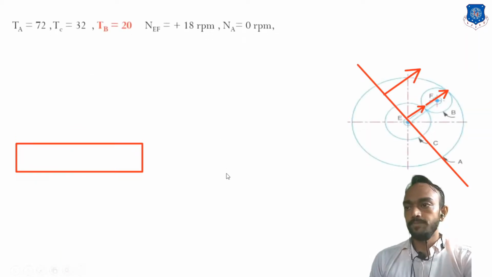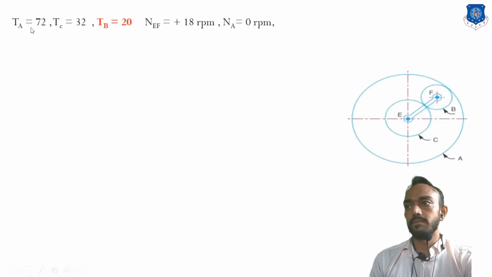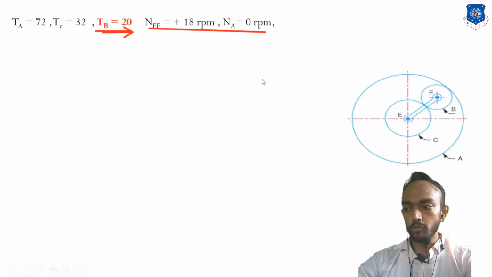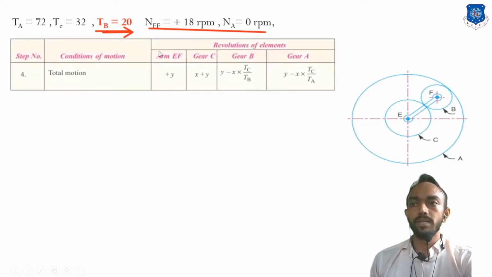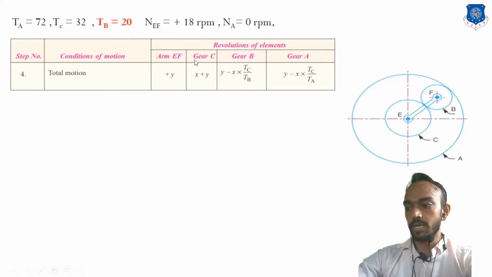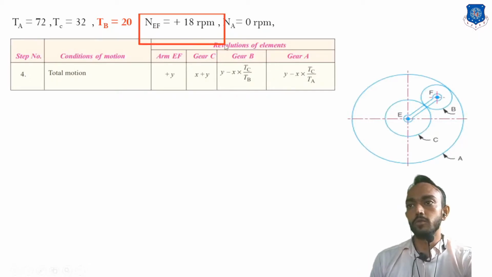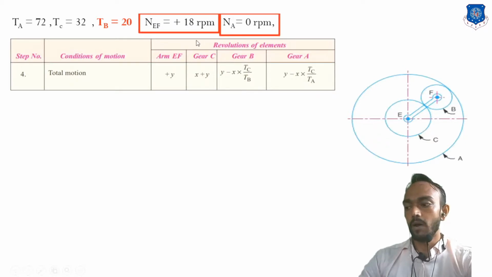Let's start. TA, TB, TC. Now we know the teeth of B. The RPM is not known yet. What do we have to do? We have to check our table, and in our table the last row is very important. We are going to use this last row of our table. So which data do we have? We are going to use these two data, RPM of EF and RPM of A. How can we use that?